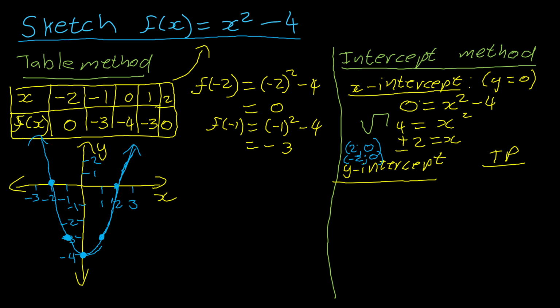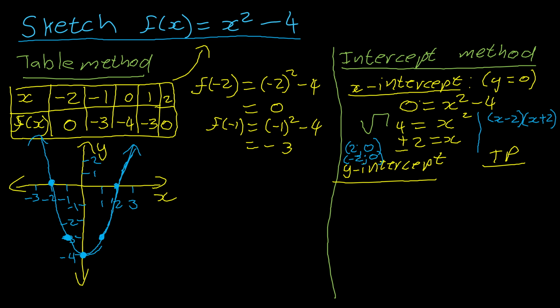Now, at this point, instead of solving for x the way we did, you could have used difference of two squares, and then your brackets would have been (x minus 2)(x plus 2) equals 0, and it would have given you the same values. But so far with the intercept method, we found the x-intercepts.